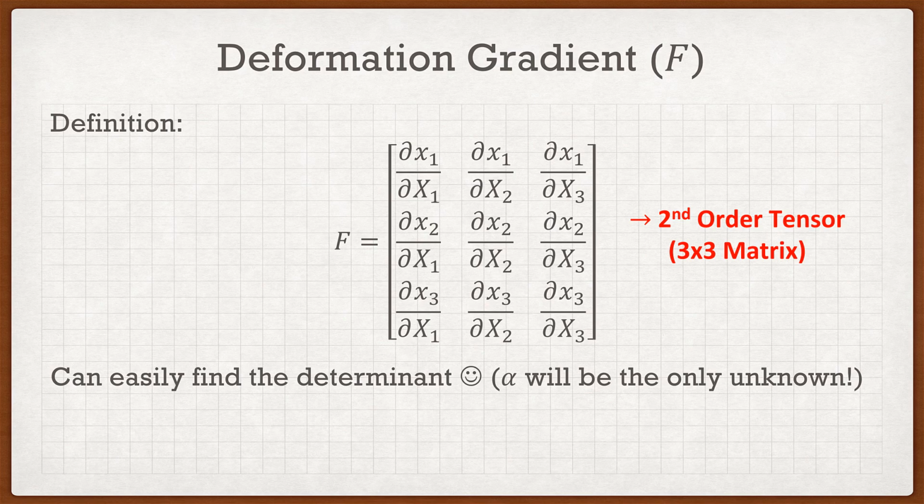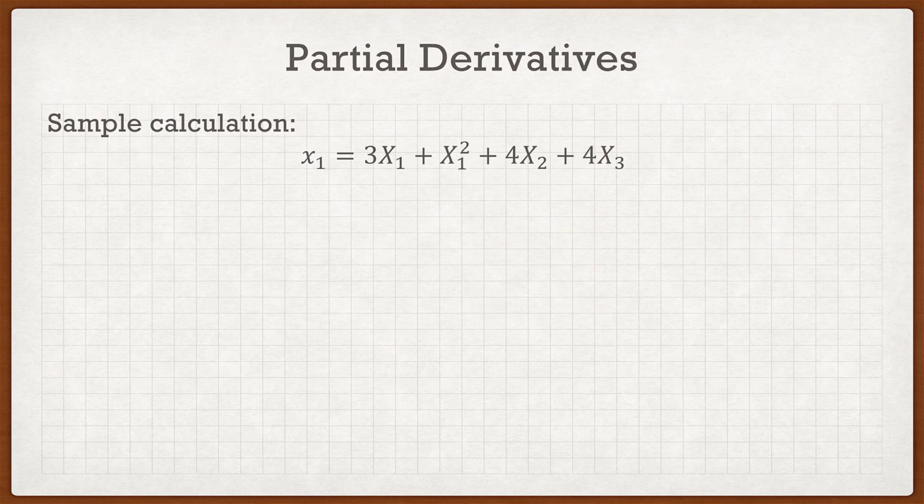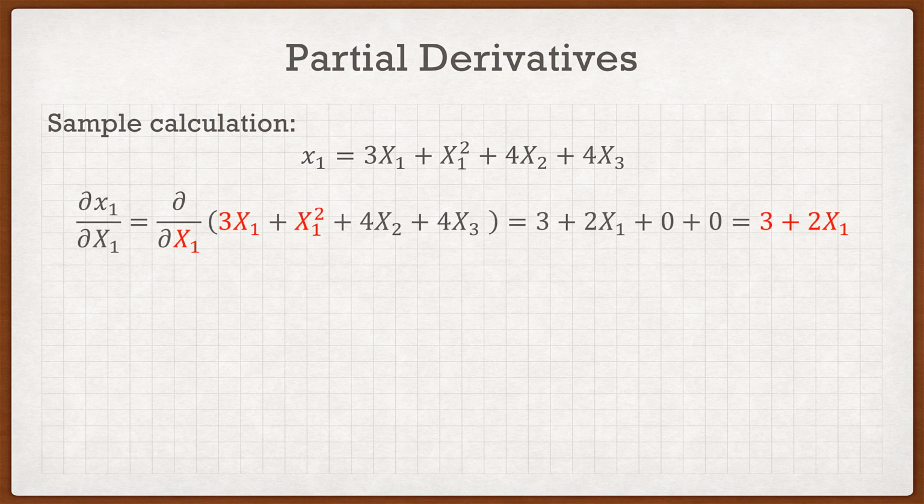So the question becomes, how do I find those components? What is partial x1 with respect to big X1, stuff like that? So I'm just going to show you a little sample calculation. I just pulled these numbers out of thin air. They're not actually in your assignment. These are just random numbers to show you. So let's say that I have small x1 as 3 big X1 plus big X1 squared plus 4 big X2 and 4 big X3. And let's say I wanted the partial derivative of x1 with respect to big X1.